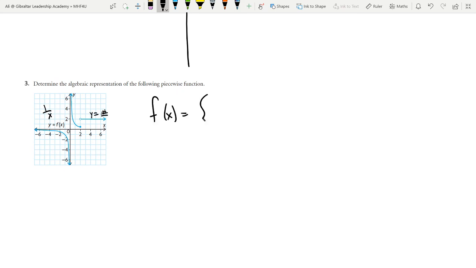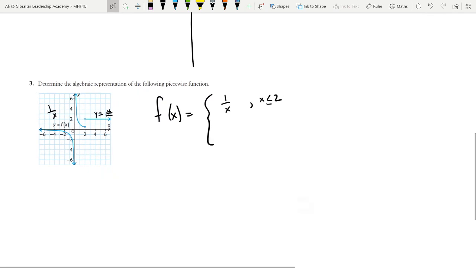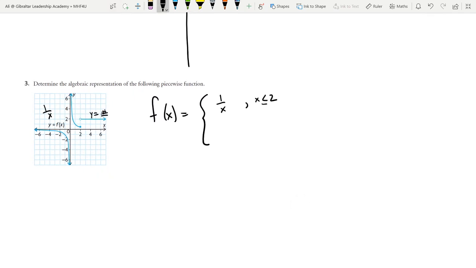So f of x is equal to, now this one shows that it is 1 over x when x is less than 2. When x is less than 2, it's 1 over x. In fact, the 2 is shaded in, so it's when x is less than or equal to 2. And the second part is going to be 2, so y equals 2 when x is greater than 2.